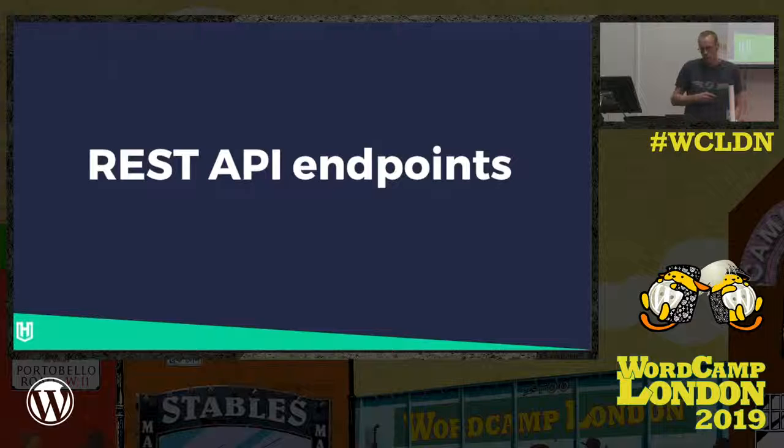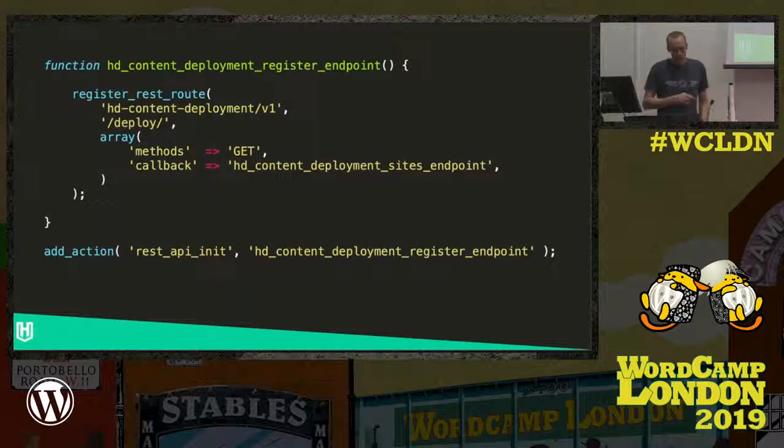So how does this work in the background? It uses REST API endpoints to send the data backwards and forwards between the sites. If you've not used the REST API or you've not had a play with it, it's pretty good for this. So an endpoint is registered, which basically returns some data, depending on what you pass to the endpoint.